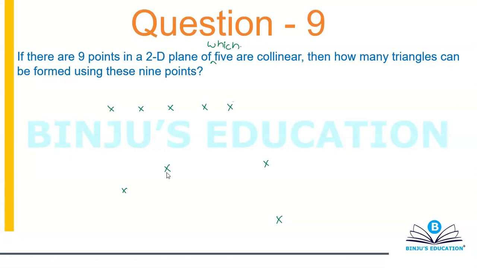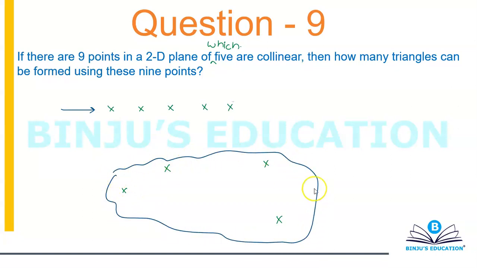Alright, let's see what we can do. Now collinear basically means something that lies on a straight line. Now in order to form a triangle, you can have only 2 collinear points, the third one cannot be, otherwise it will become a straight line. So from these 5 points, you cannot choose 3 points, that's not a possibility. But using these 4 points, you can choose any 3 points and you will get a triangle.